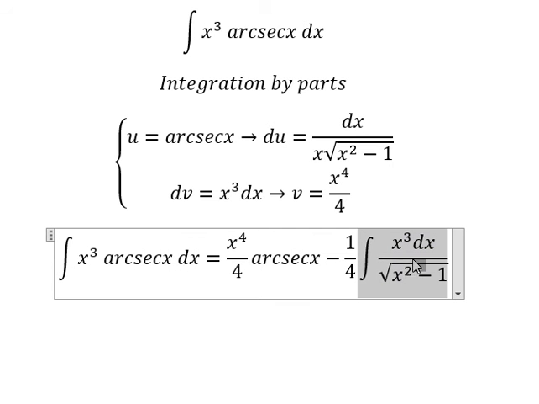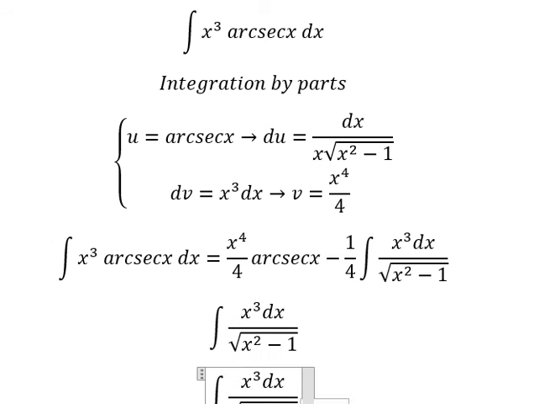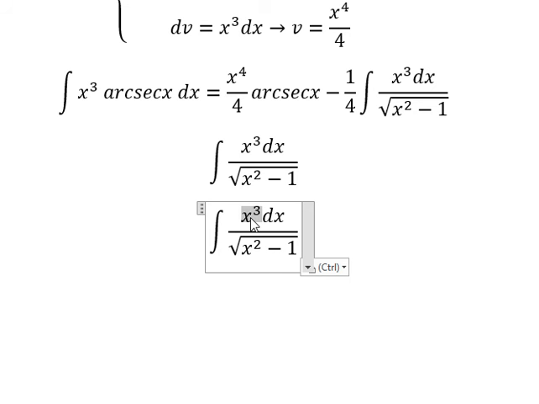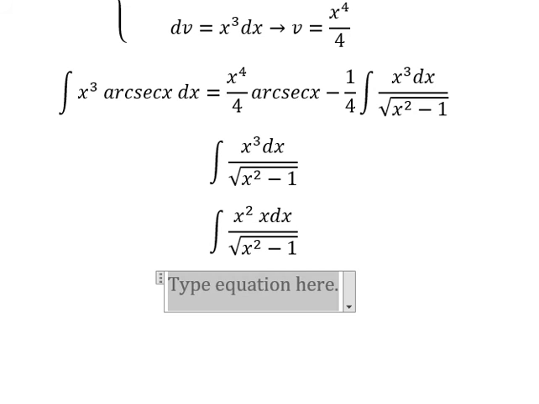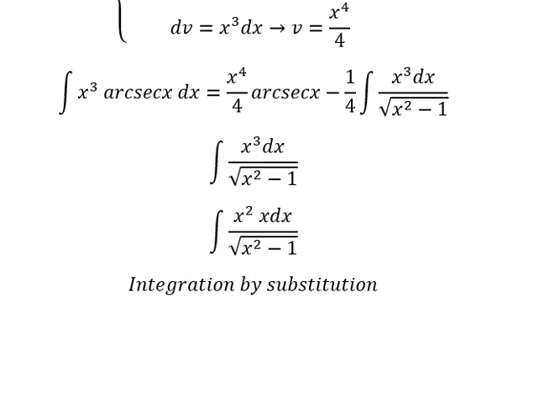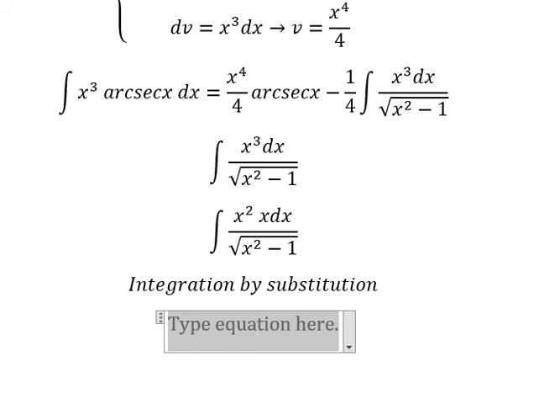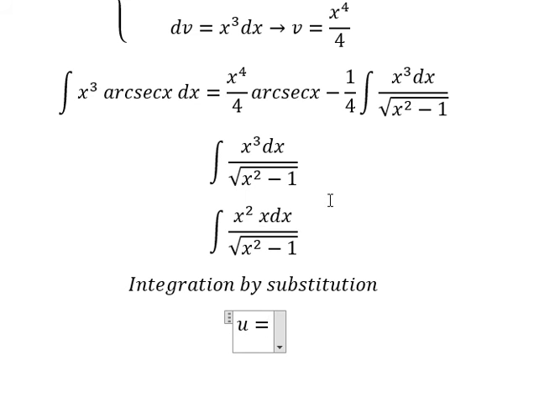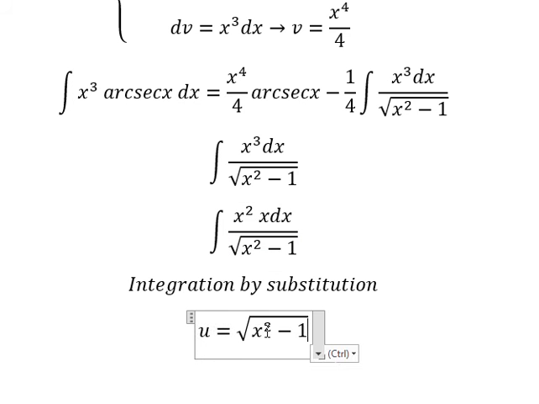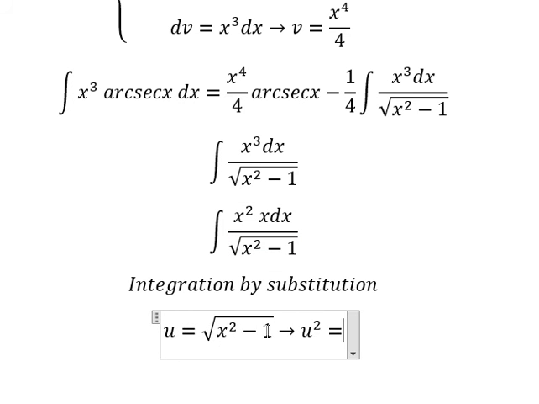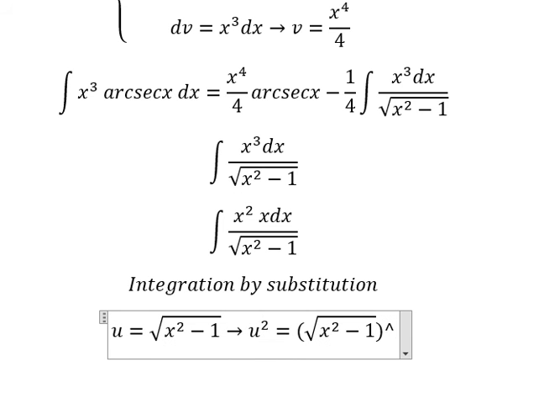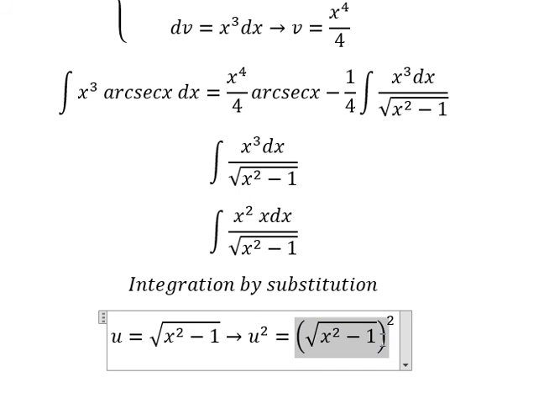Now I will concentrate on this one only. S to the power of 3 we can put into s squared and s. Next, we can use integration by substitution. So I will put u equals this one. Later, we put the square on both sides to cancel the square root.